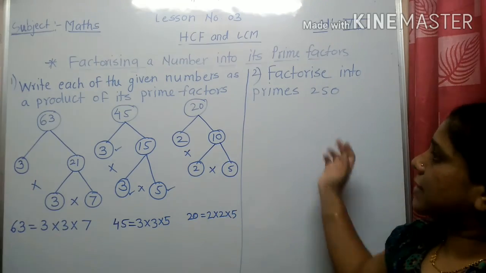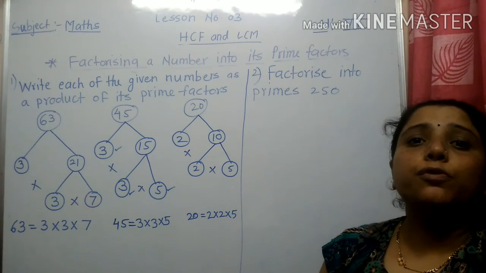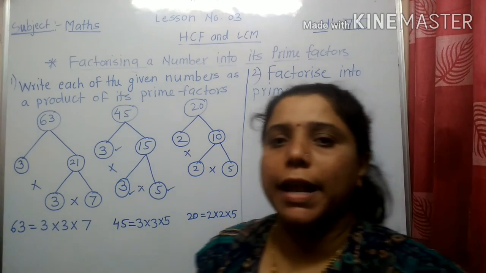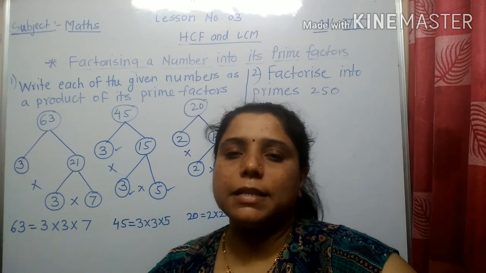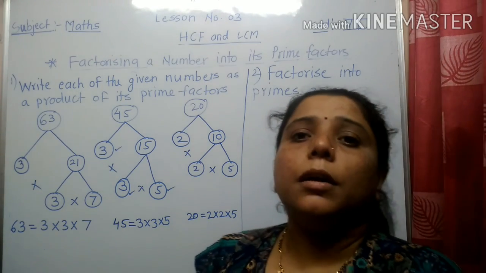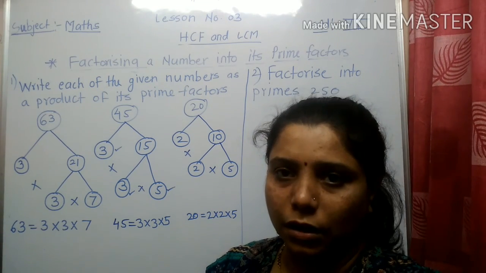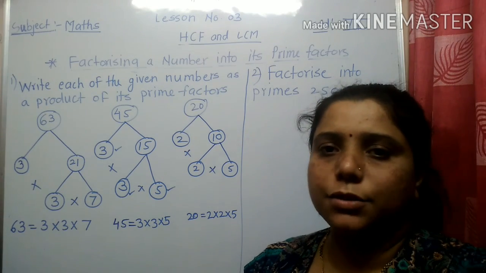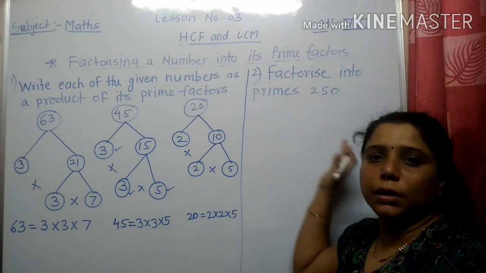Now come to the next example. What is the next example? Factorize into primes 250. Now I am showing both the methods. But for the exam, you can use any method which is convenient for you. But sometimes if it is mentioned, factorize by vertical arrangement, and they specify the method, you can use that method only. If you use another method, then you will lose your marks. Now here the method is not mentioned, but for your understanding, from a practice point of view, I am showing both the methods to you.